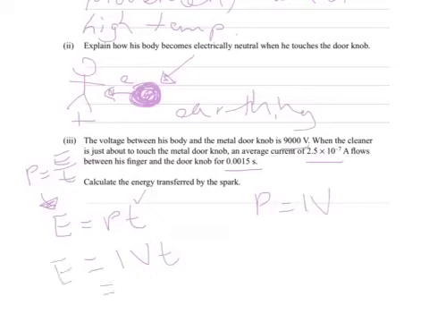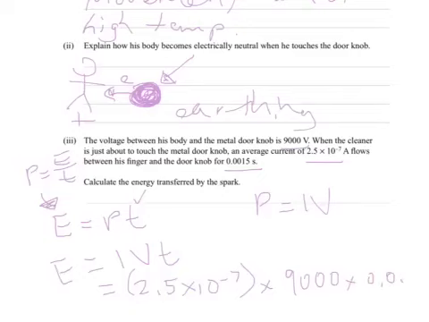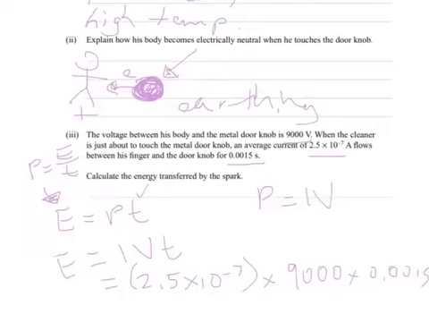So just writing out what you'd have, 2.5 times by 10 to the minus 7 amps, and it's a good idea to put brackets around it. When you're calculating it, your calculator sometimes doesn't notice when you're doing exponents, so it's good to put the brackets. Times by the 9,000 volts, times by 0.0015 seconds. And I don't know what the answer is, but you put that in your calculator, and that's what you will get. Is that the end? That's the end.